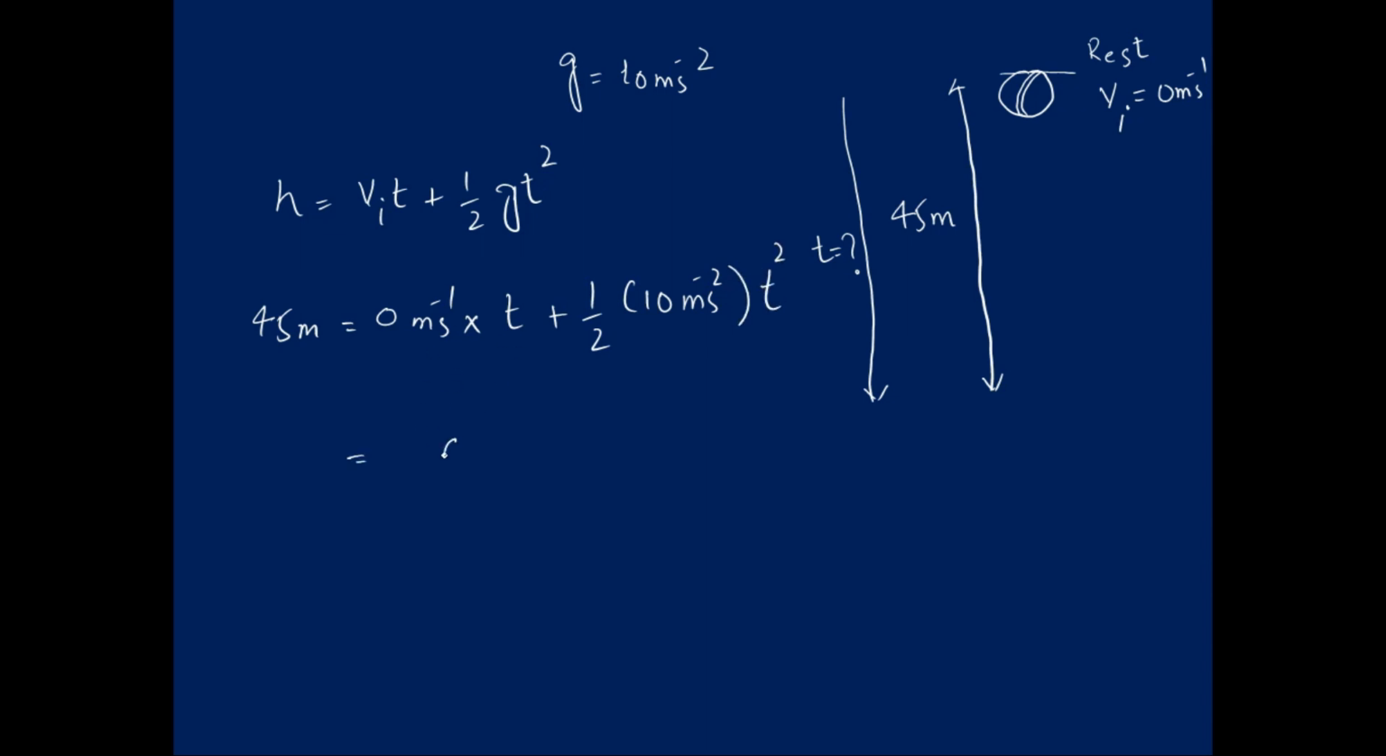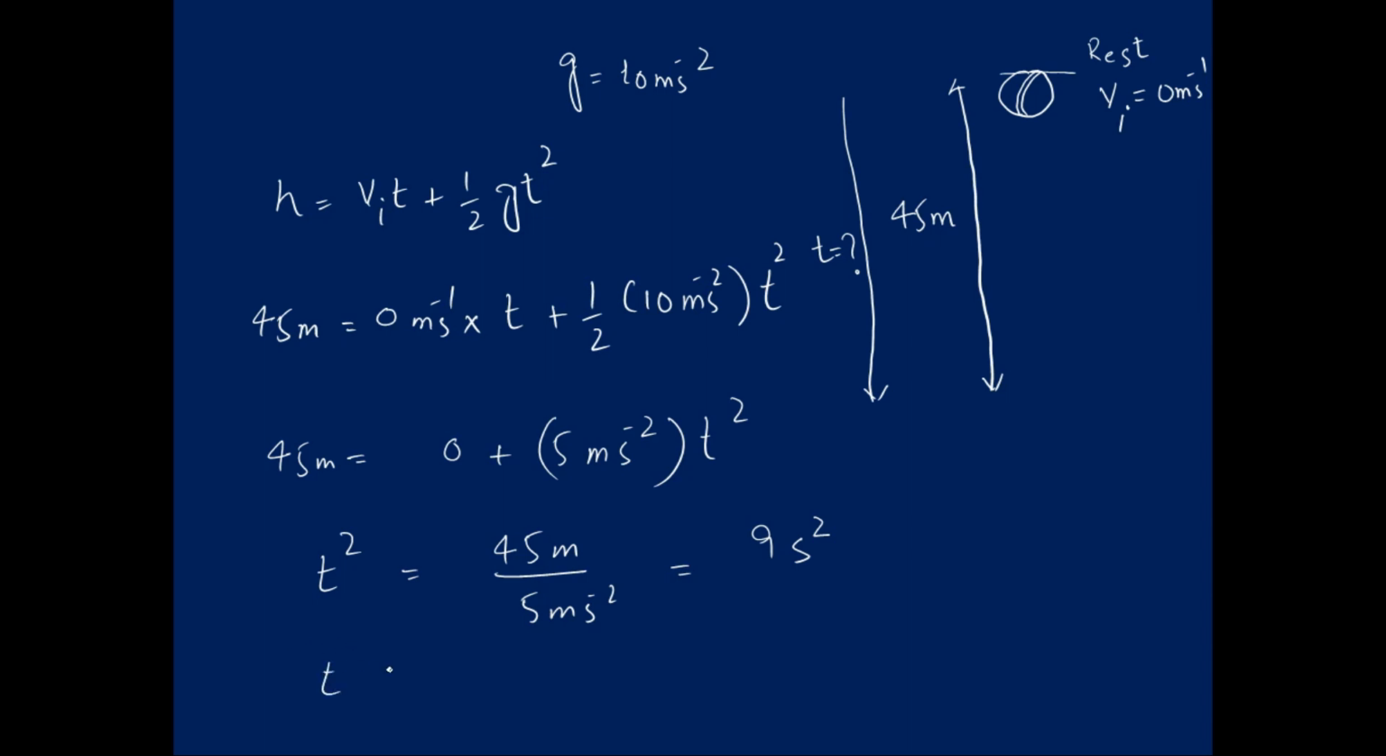Now 0 multiplied by t is 0, plus 5 meters per second square into t square equals 45 meters. Now rearranging this equation, 45 meters divided by 5 meters per second square gives 9 seconds square. Now taking the square root on both sides, t is equal to the square root of 9 seconds square, which equals 3 seconds. So the ball took 3 seconds to return to the ground.